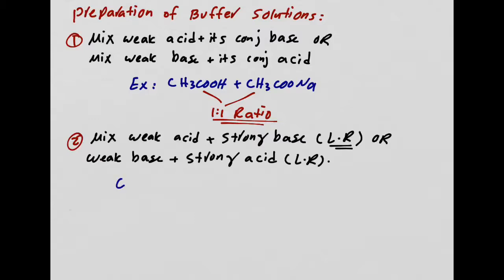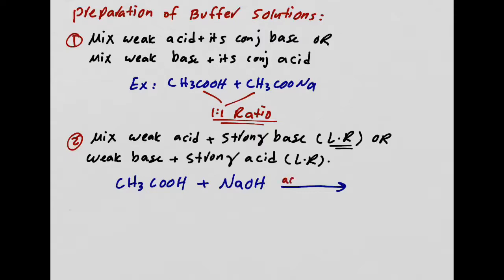So let's go through this. Let's say, for example, I have acetic acid. I have the weak acid. Now, I'm going to add strong base, for example, NaOH. That's a strong base, right? So here, I have the weak acid. I added the strong base to it. Now, what type of problem do I have here? Acetic acid and NaOH.